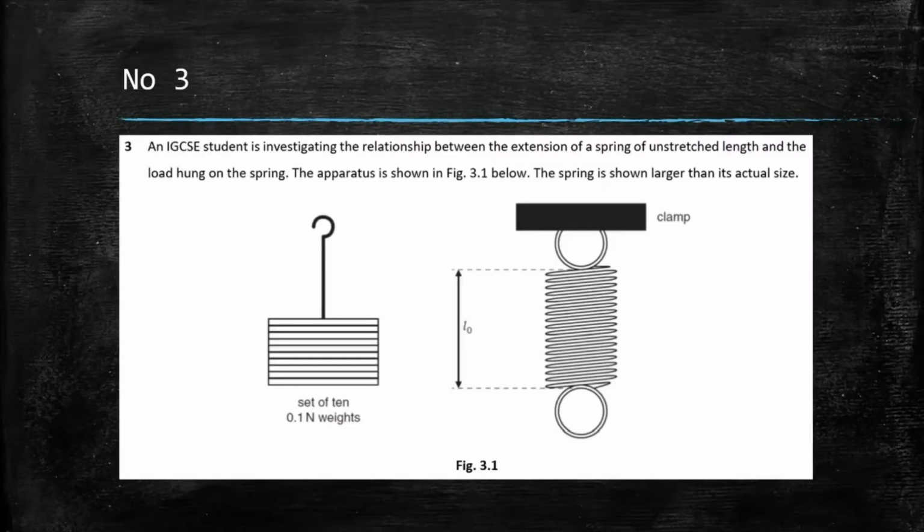Question number 3. An IGCSE student is investigating the relationship between the extension of a spring of unstretched length and the load hung on the spring. The apparatus is shown in figure 3.1 below. The spring is shown larger than its actual size.